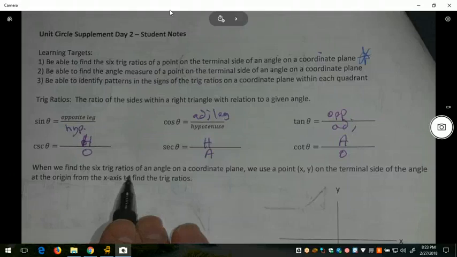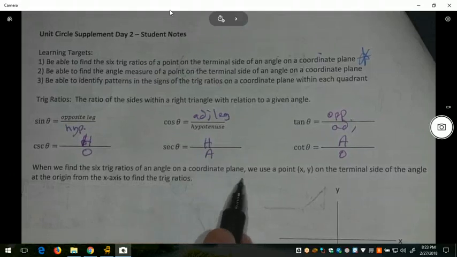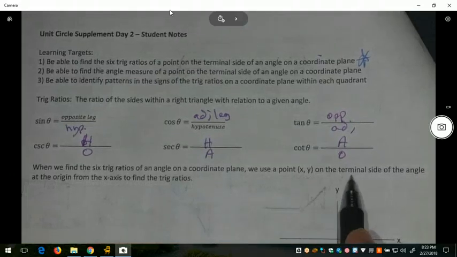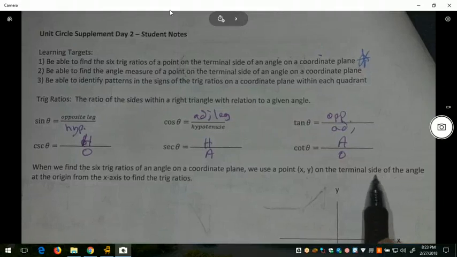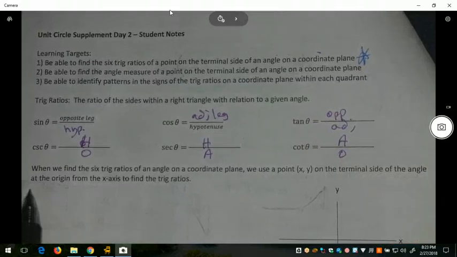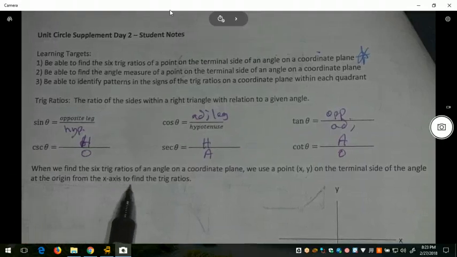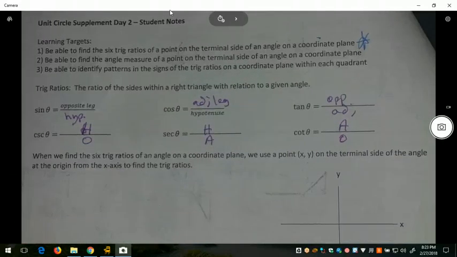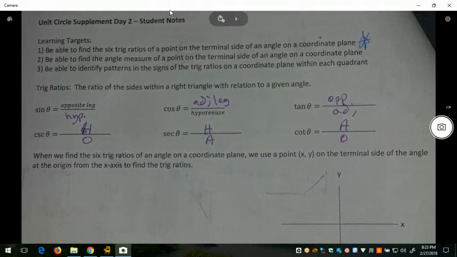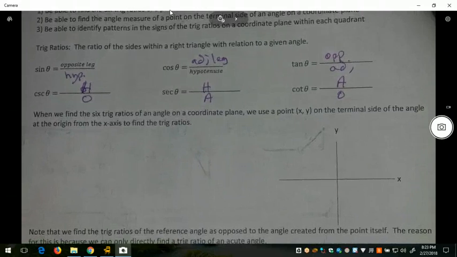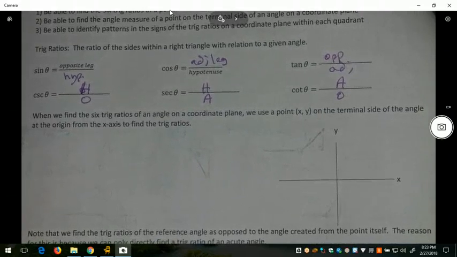When we find the 6 trigonometric ratios of an angle in the coordinate plane, we must use the point (x, y) as the terminal point on the terminal side of the angle, with the angle being at the origin from the x-axis. We're also going to have to consider where this angle is located.